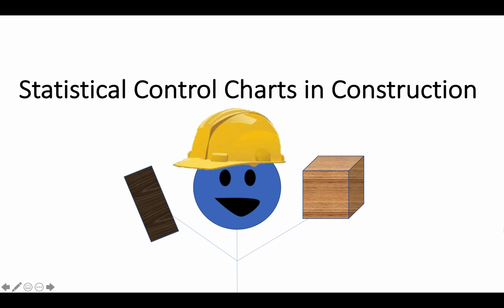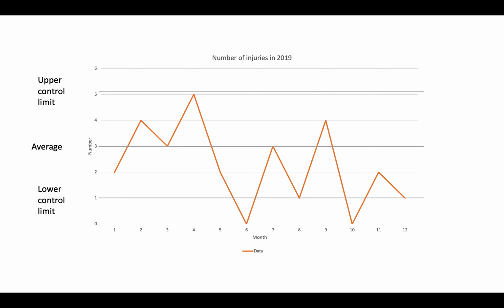We will be talking about statistical control charts in construction. A statistical control chart is a graph that shows how a process changes over time. To identify when the data is inconsistent, there are two control limits, an upper control limit and a lower control limit.